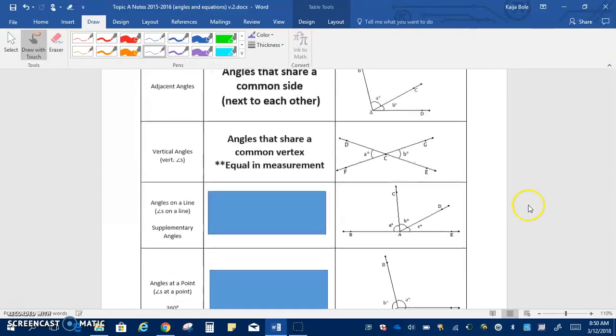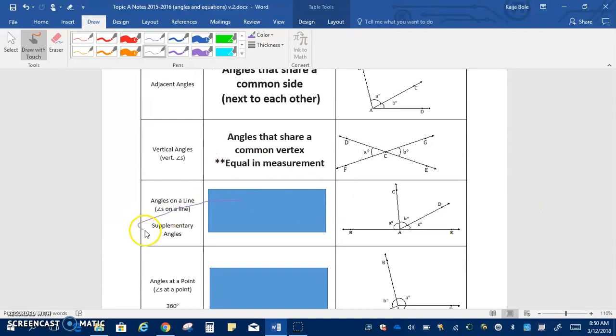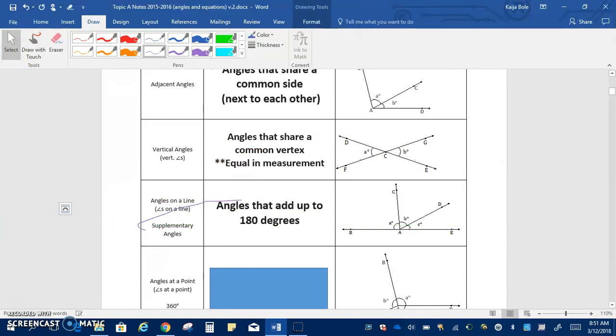The next one is angles on a line. Take the box away. Alright, angles on a line are angles that add up to 180 degrees. We also call those supplementary angles. So if you looked at all of these, angle A, B, and C, those would all add up to 180 degrees.